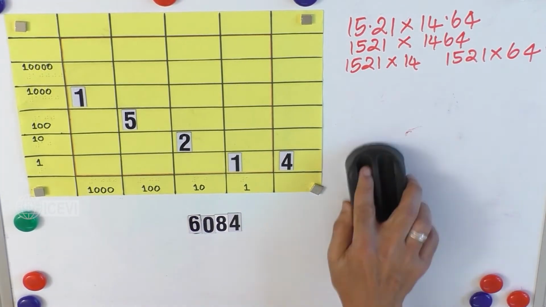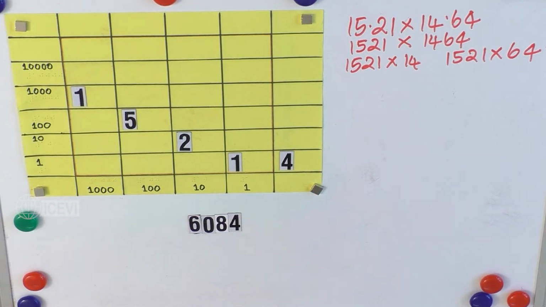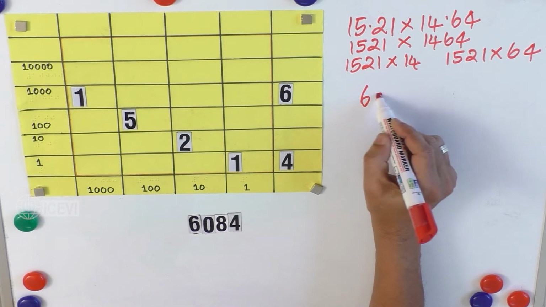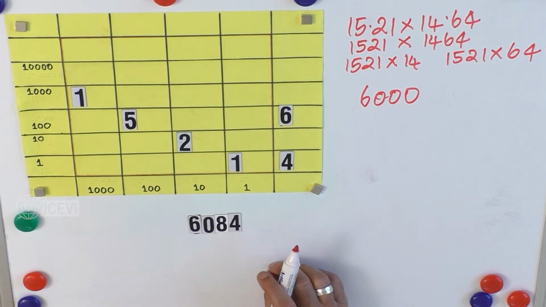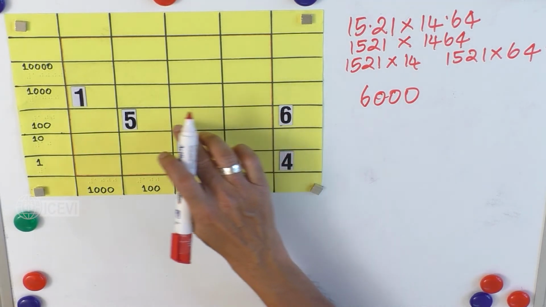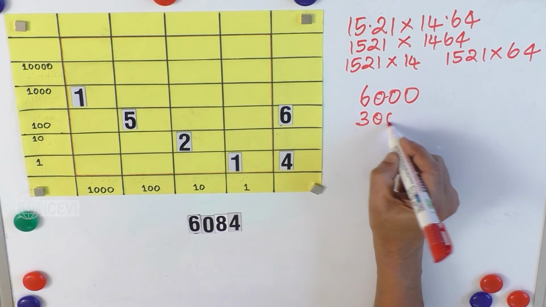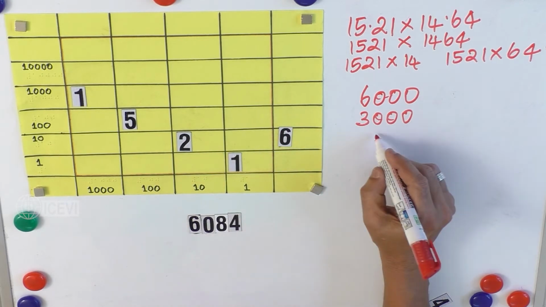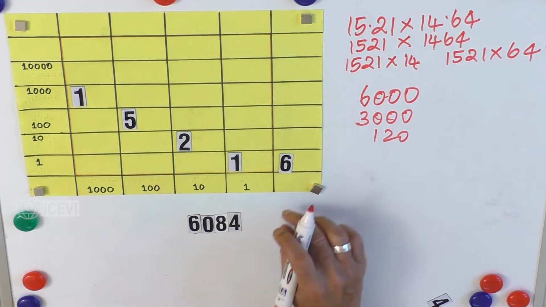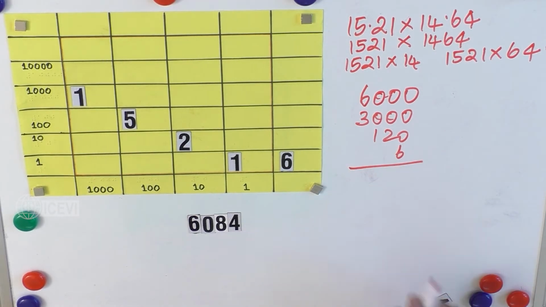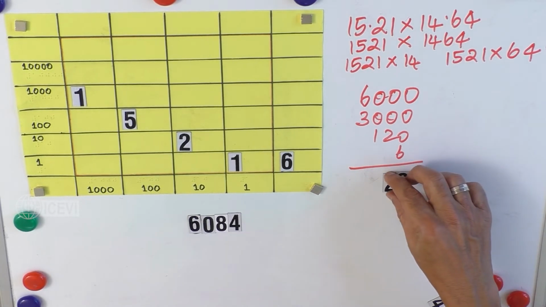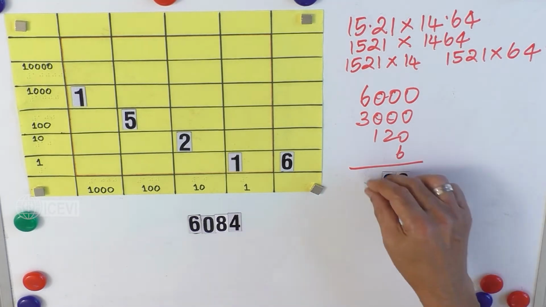Now you go to the number 6. The 6 should be placed in the reference column. Now you multiply, that is 1000 multiplied by 6, so that is 6000. Take it to the hundreds column, that is 500 multiplied by 6, that is 3000. And then take it to the tens column, so that is 20 multiplied by 6, that is 120. And take it to the unit column, that is 6. So the value is 9126.